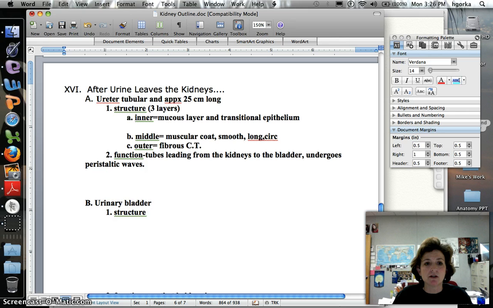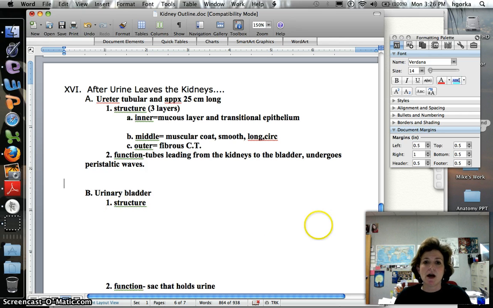Okay, so now we're going to take a look at the bladder. What we're going to do is go ahead and draw a picture of the bladder right here in this spot. So I'm going to switch over to a picture drawing place that I can use. So the function of the bladder is that it's the sac that holds urine.